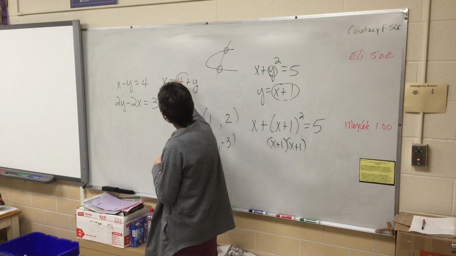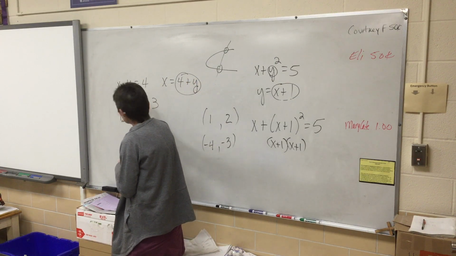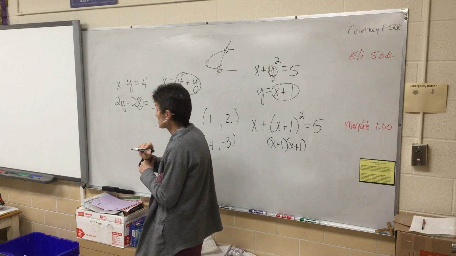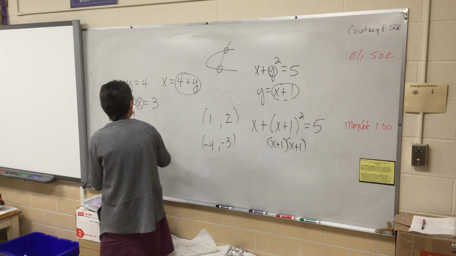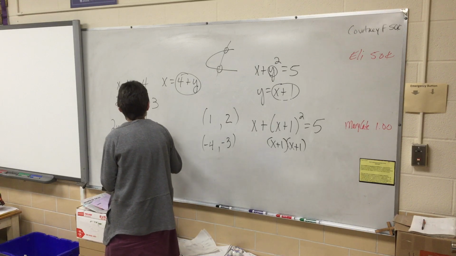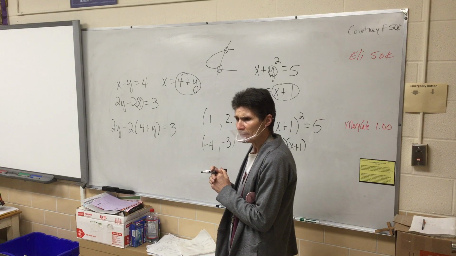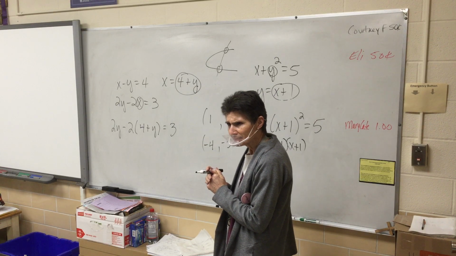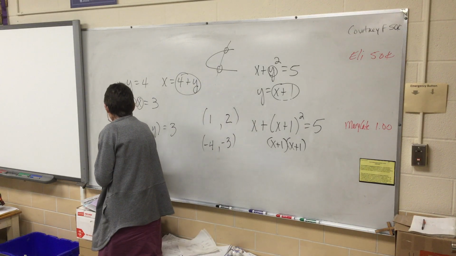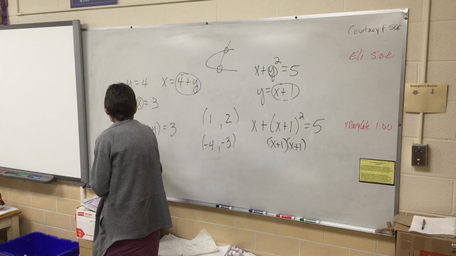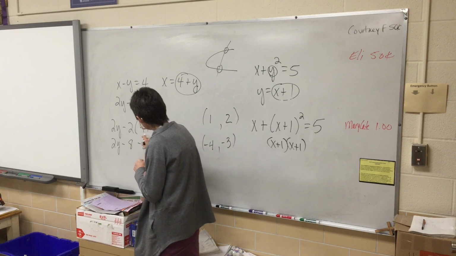Then I'm going to take that 4 plus y and put it in for x. Remember, you're substituting it in for x. So 2y minus 2 times 4 plus y equals 3. What's the matter, Cammy? Why are you making a face? I don't know. Let's see. So 2y minus 8 minus 2y equals 3. Don't forget to distribute your negative here, right?